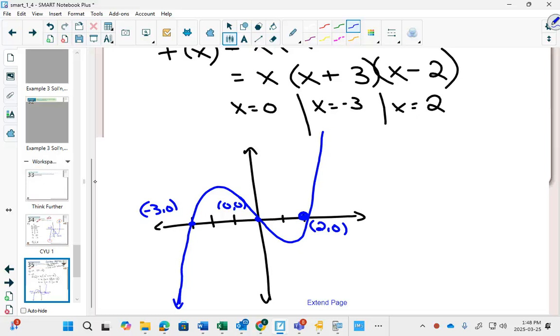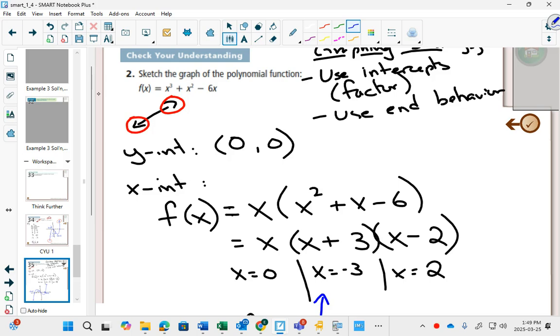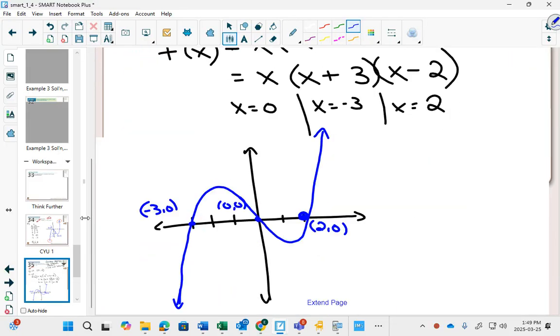Technically, I should label at least 1 point. You lose a half mark on your exam, an E9 error, if your graph doesn't have a scale. So my graph definitely has a scale along my x-axis, but currently I have no scale on my y-axis. We don't know how high or how low this goes. So I might just plug in 1: 1 plus 1 is 2, minus 6 would be negative 4.